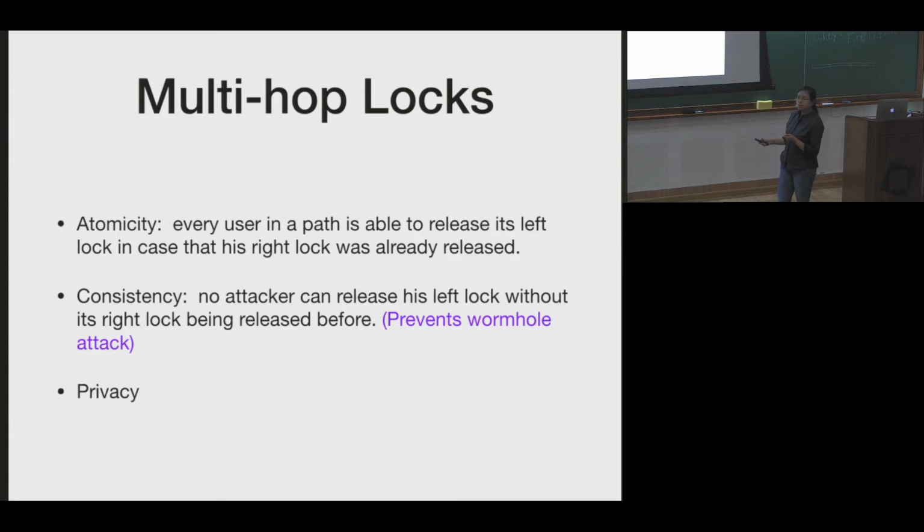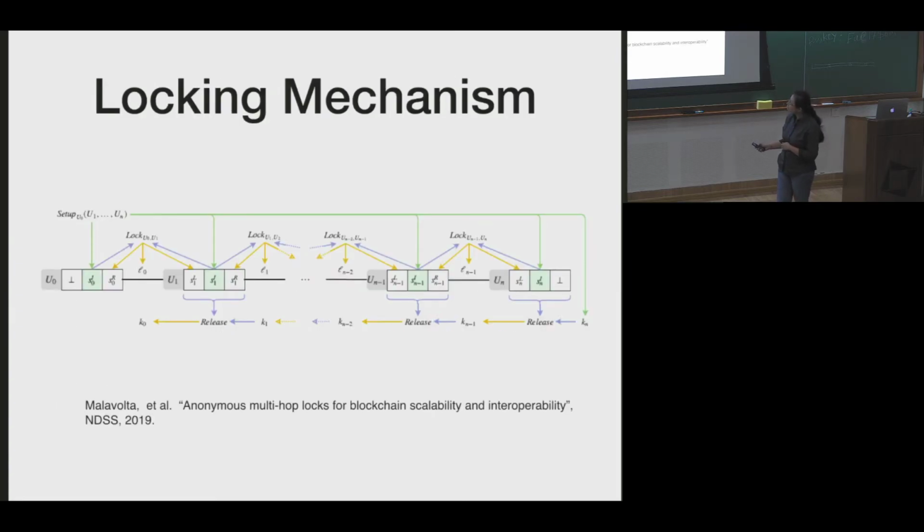Not just the payment to be successful, but we need one more consideration, which is that no one is getting anything that they should not get. That is something that we want. And we need some kind of privacy from this type of protocol, as we have already discussed. This is a paper that discusses this type of protocol, and I'm going to give you a very high-level idea of how this works.